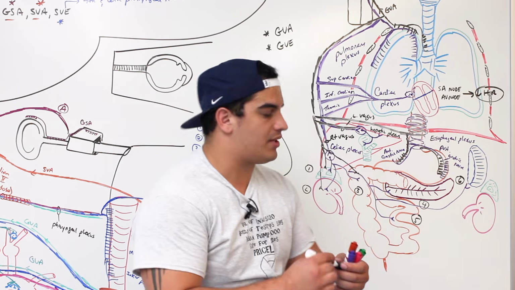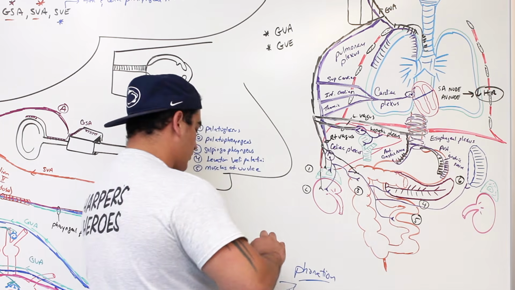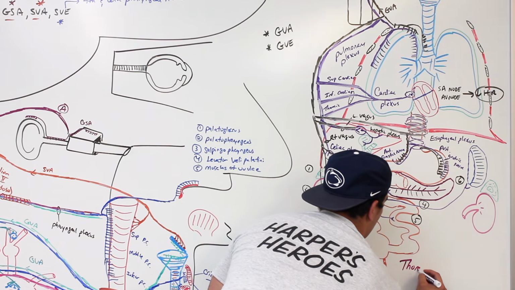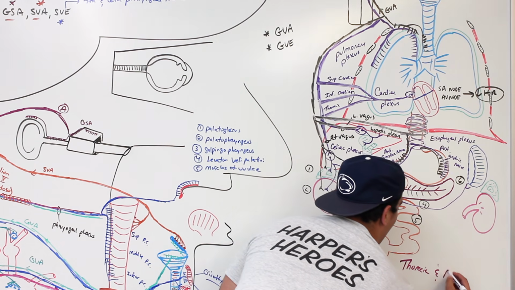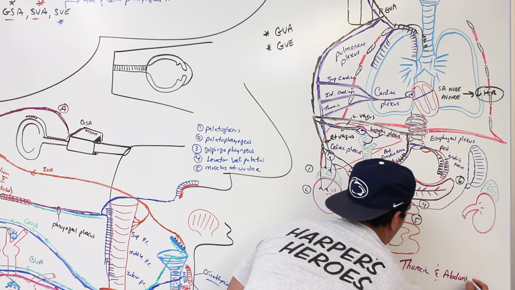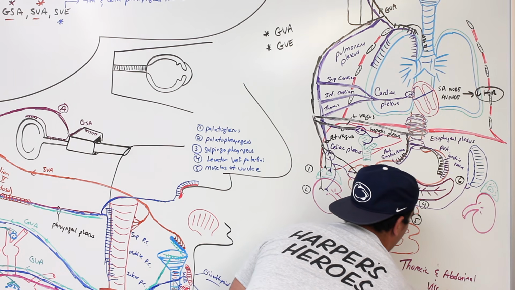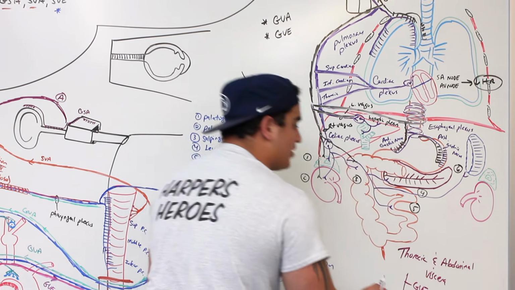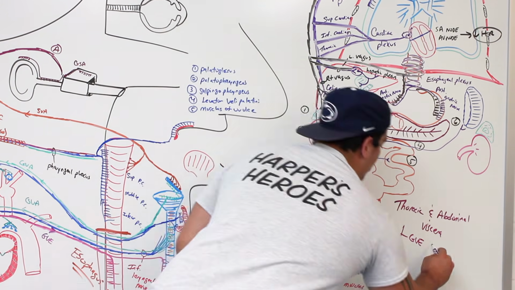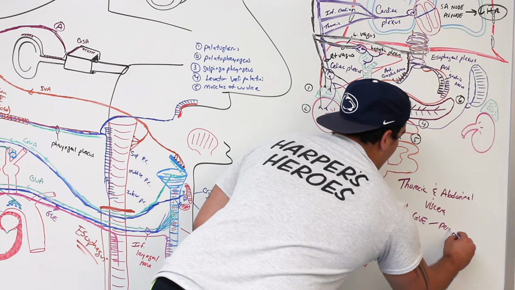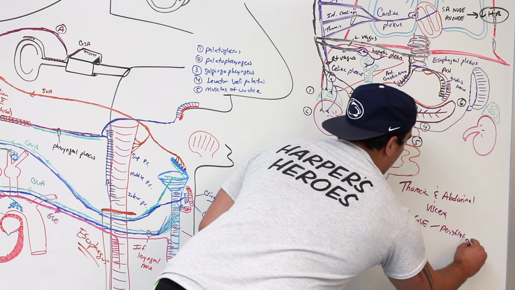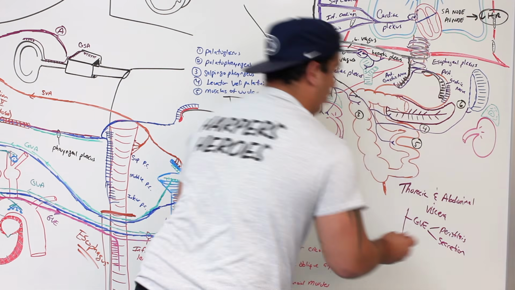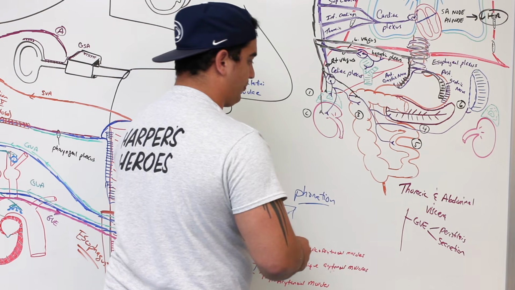So the whole point is that what? The thoracic and abdominal viscera is supplied by what? GVE fibers, which are the parasympathetic fibers. For what? Two things. One is going to be peristalsis or some type of glandular secretion, okay, of any of these structures that we talked about.